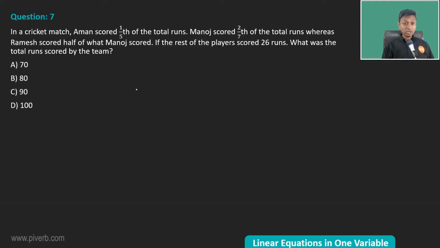In a cricket match, Aman scored 1/5 of the total runs. Total runs, if it were X, then Aman scored 1/5 of X.